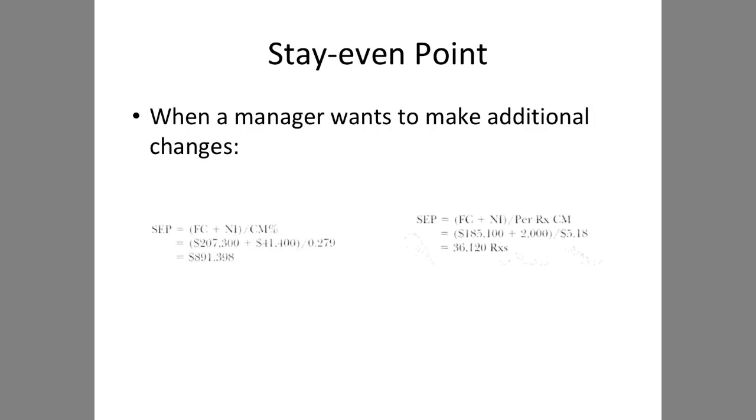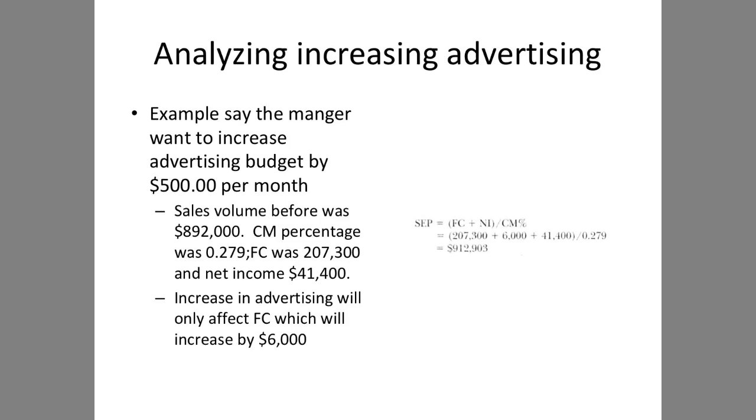So if you look at the stay even point, you're taking your fixed cost plus your net income divided by your contribution margin. For example, to be at the stay even point, we need $891,398 in sales. And for that to occur, we need an additional 36,102 prescriptions to stay at break-even point. You can use these tools in a practical way when you're looking at managerial decisions.